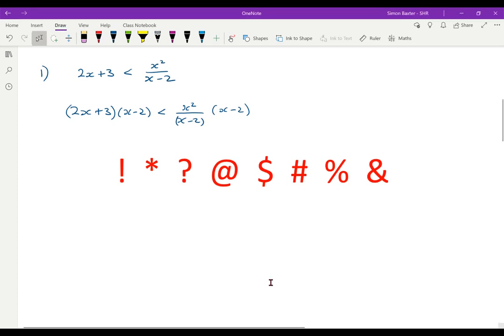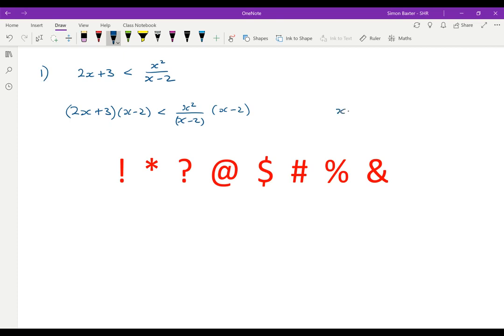Oh dear, what happened there? We were multiplying both sides by x minus 2, but we don't know whether x minus 2 is positive or negative. And if we multiply both sides by a negative number, we should change the inequality. So we have a problem. It's quite easily solved with a nice little trick.